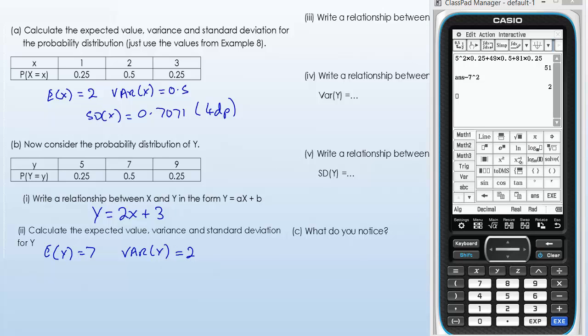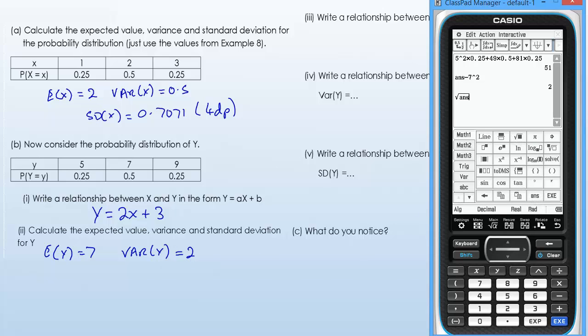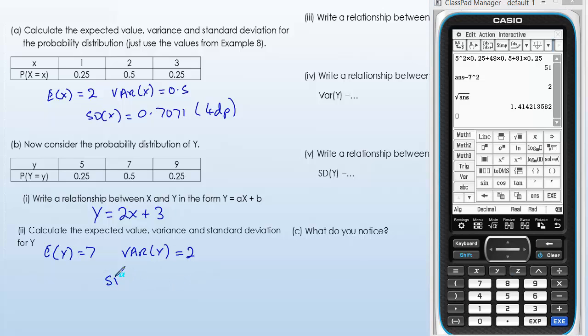And then the standard deviation is going to be the square root of that. So that's 1.414, and so on.